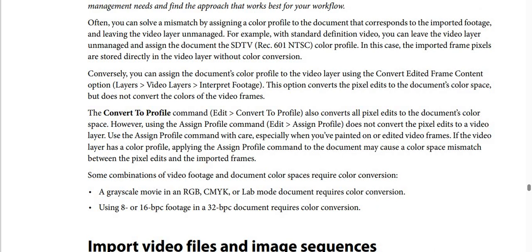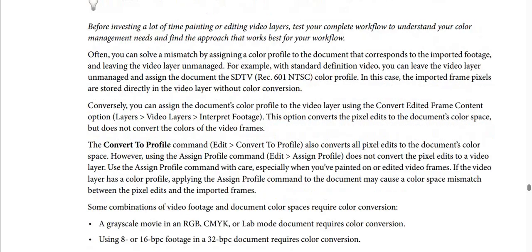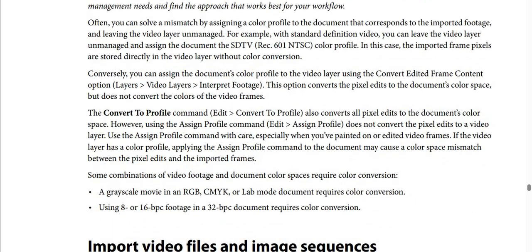Some combinations of video footage and document color spaces require color conversion. A grayscale movie in an RGB, CMYK, or Lab mode document requires color conversion. Using 8 or 16 bpc footage in a 32 bpc document also requires color conversion.